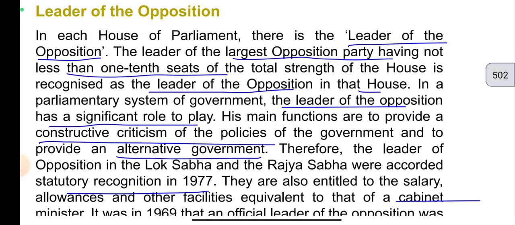Now, leader of the opposition. In each house of parliament there is the leader of the opposition. The leader of the largest opposition party having not less than 1/10 seats of the total strength of the house is recognized as the leader of the opposition in that house. In a parliamentary system of government, the leader of the opposition has a significant role to play. His main function. तो ये कुछ अंडरस्टैंडिंग वाली चीज़ है इम्पोर्टेंट.